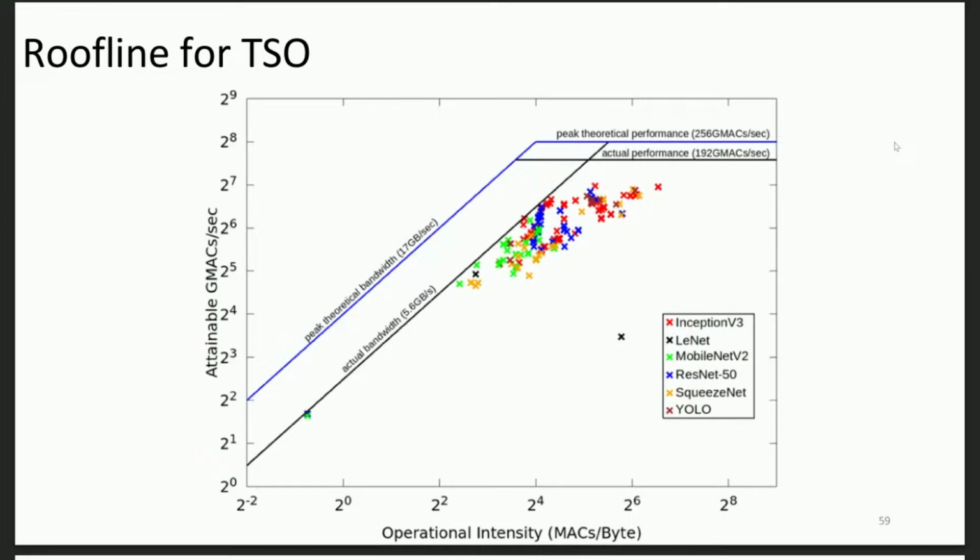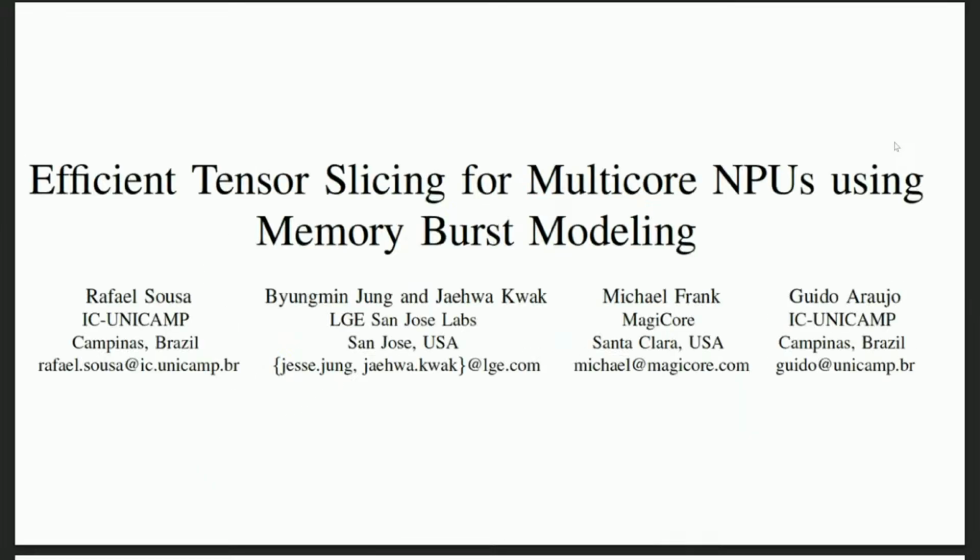Each little dot here corresponds to one of those models I mentioned. They are pretty much close to the top of the roofline, besides the traditional LeNet, which is so small that anything you do with it is overhead, of course. This is very common.